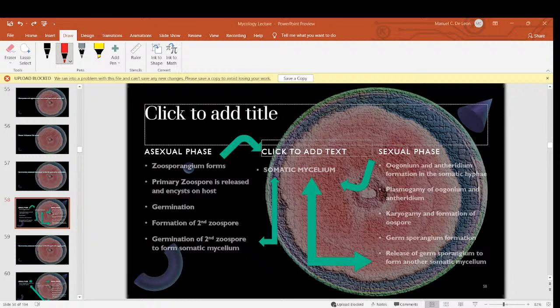Sorry, what happened to my drawing? Okay, okay. Wala ang mouse ko. What happened to my mouse? There. Sorry.